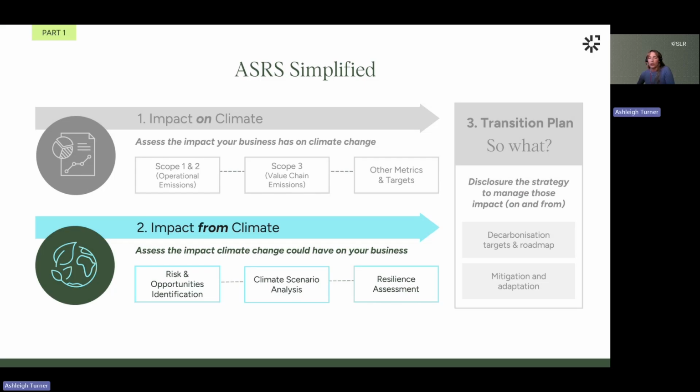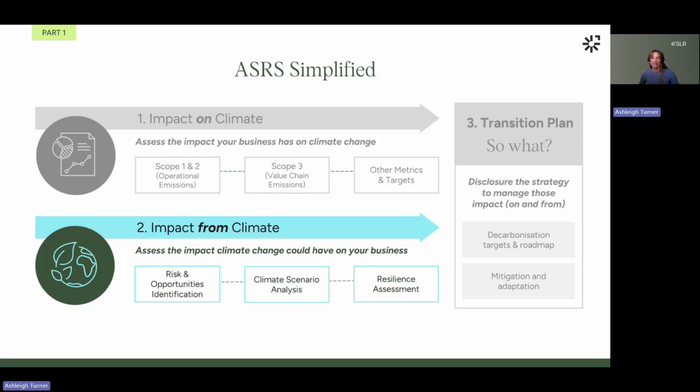So if you weren't part of part one, this is ASRS essentially in its simplest form. There's really three things that ASRS wants you to do. First, understanding the impact that your business has on climate. So that's your emissions picture: your scope 1 and 2 emissions from your operations, your scope 3 value chain emissions, and then any other relevant metrics and targets as well.